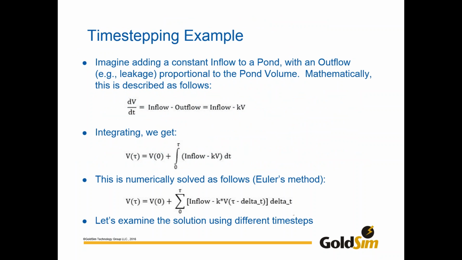So let's come back to this question of how you select a time step. I just want to show a very simple example so you can see the impact of a time step on a model. Imagine we're just adding inflow into a pond. We have a constant inflow and a leakage rate that's proportional to the amount of water in the pond. So our differential equation describing that system is dV/dt equals inflow minus outflow. The inflow is just constant, and the outflow is proportional to the volume, where k is a constant. So a very simple little model.